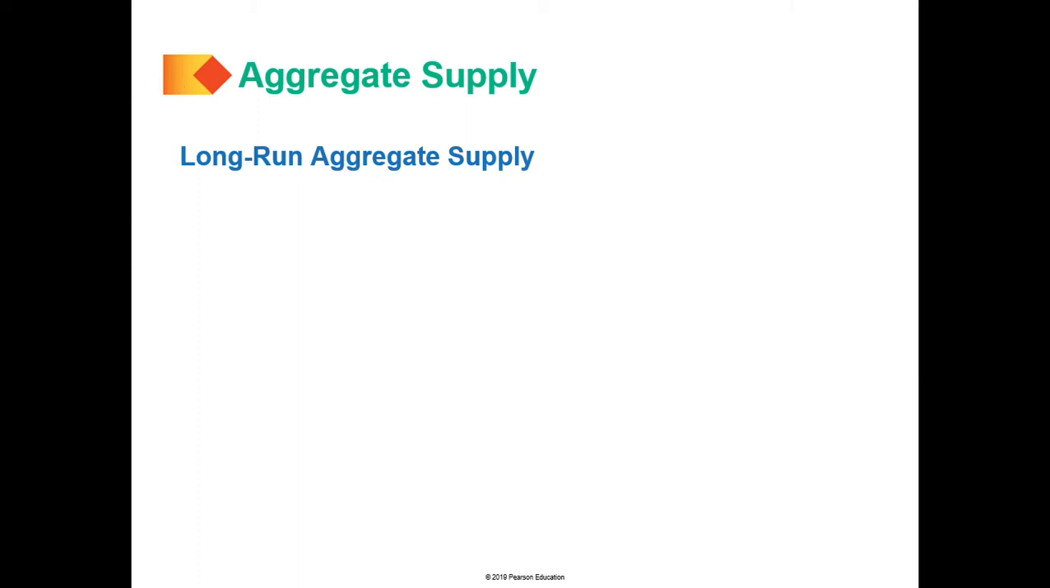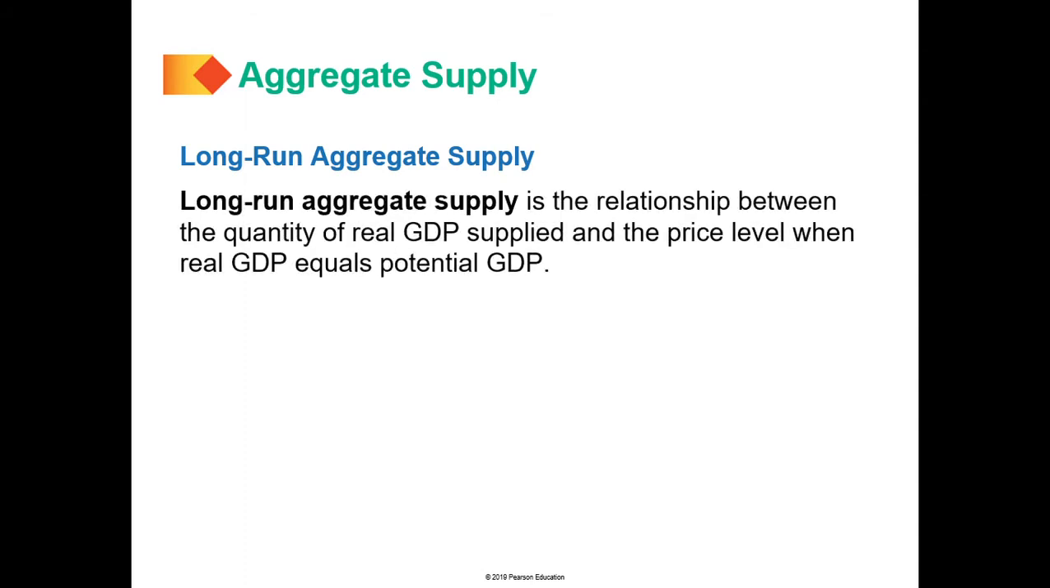With aggregate supply, we're going to look at that from two different time frames. The first one is the long run aggregate supply. The long run aggregate supply shows the relationship between the quantity of real GDP supplied, how much we're producing, and the price level. But we're going to do this specifically when real GDP equals potential GDP. We typically just refer to the long run aggregate supply curve as LAS.